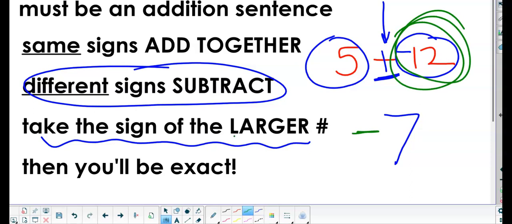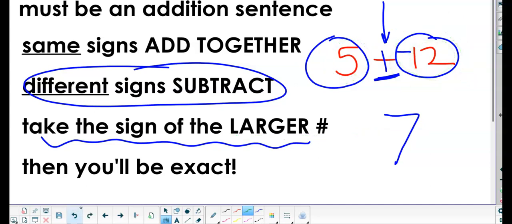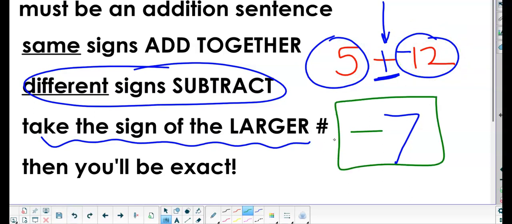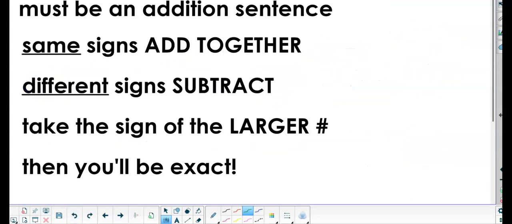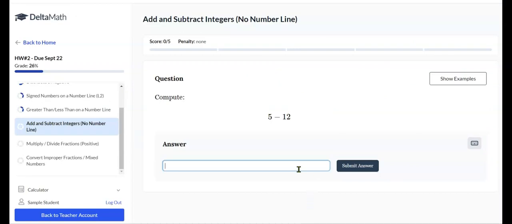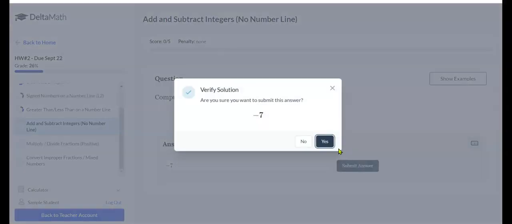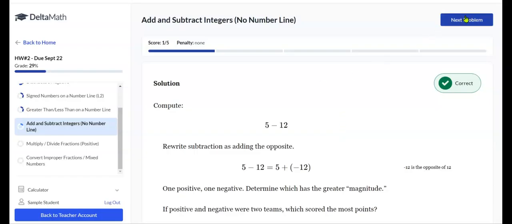Now when we choose which is the larger number, we simply choose by looking at the digits and not the signs of the numbers. So 12 is larger than 5, so our answer is negative 7. You could certainly use a calculator for this, but you wouldn't get much good mental math practice. So try doing this on your own.